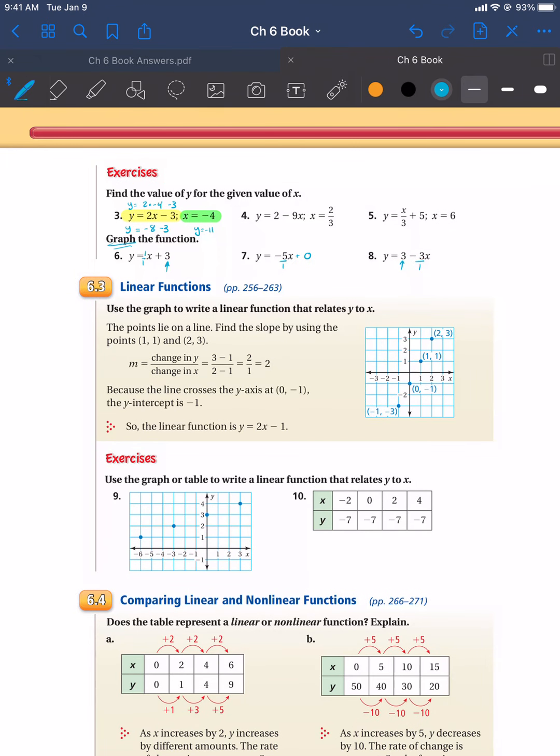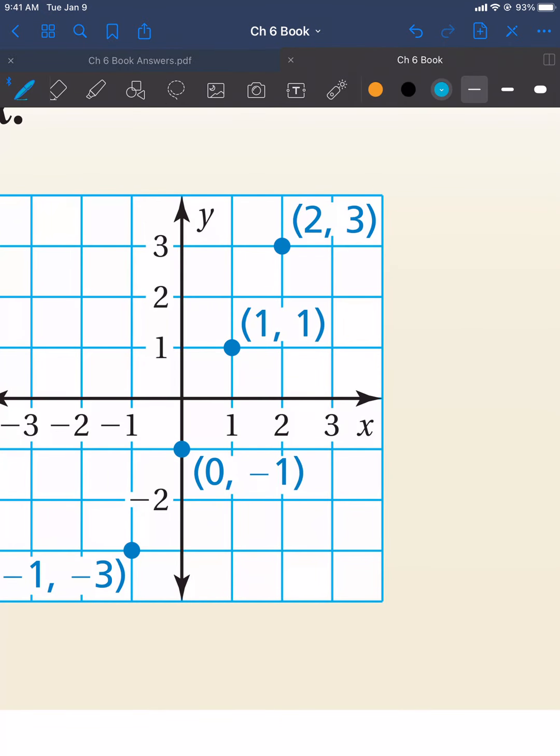Let's talk about section 3. We did not talk about section 3 yesterday, so this is all brand new for us. Ready? Use the graph to write a linear function that relates x to y. The points lie on a line. Find the slope by using points 1, 1 and 2, 3. So they're saying, we gave you this graph. Now tell us what the function is. Remember, the function is the equation, right? Do you see a y-intercept?